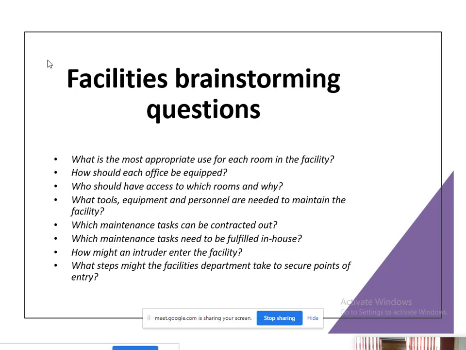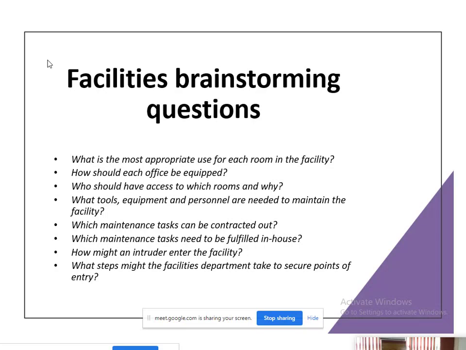So whenever we are building an office or project or anything, we should have proper rooms and facilities, and we should keep in mind how we are using that facility and whom we are giving that authority over those rooms, and why. He should have proper training in that field. That's why we are giving him that authority. Next point, what tools, equipment and personnel are needed to maintain the facility?